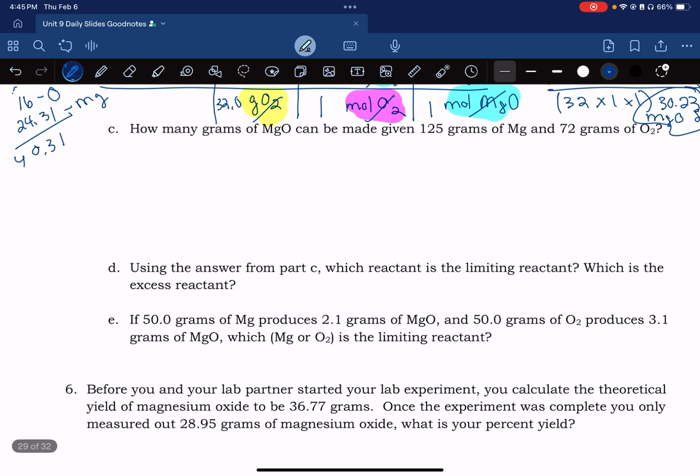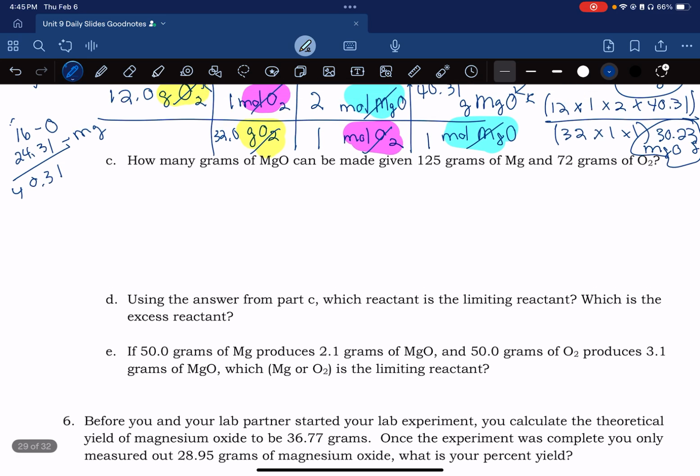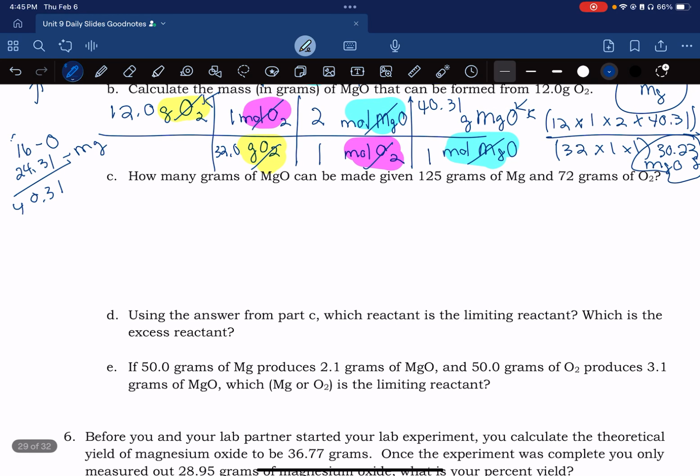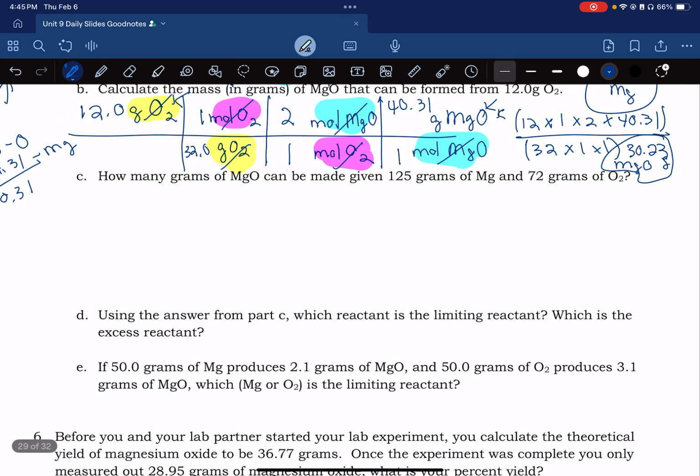All right, now we have one that says, how many grams of magnesium oxide can be made given 125 grams of magnesium and 72 grams of O2, diatomic oxygen? Okay, so just like in the mole to mole conversion, we have to do these problems separately because only one of these is real. It's like saying you have to figure out how much you can actually make, because you only have a certain number of ingredients in your cabinet.